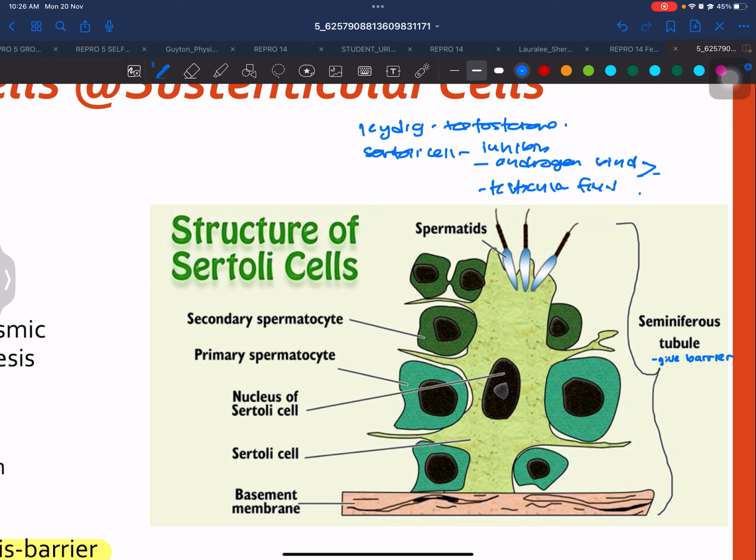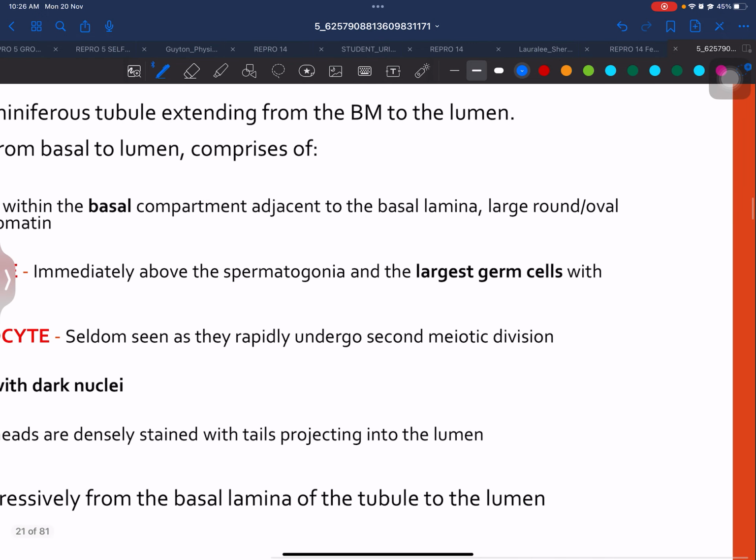So these are other figures. These are the Sertoli cells, and this is the basement membrane. These are the spermatogonia. Spermatogonium has two types, type A and type B. Type B will proceed to become primary spermatocyte, secondary spermatocyte, and also spermatids. These are spermatids and these are the spermatozoa.